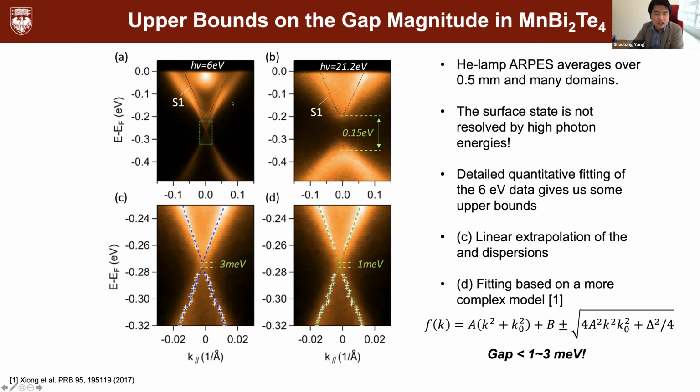So we should really focus on the 6 eV ARPES. And then from this dispersion, how do we say there's gap or no gap? And what we do is that we try to perform a detailed quantitative fitting of the 6 eV band dispersion and try to fit it using various models to give some kind of evaluation of the gap. And we do both the linear extrapolation as well as a more complex model fitting. And these fittings give us a number in the range of 1 to 3 MeV. And to remind everybody, this is below our energy resolution. So basically, that's why we cannot resolve the gap. But what we can say from this analysis is that gives you basically an upper bound of the gap in the surface state.